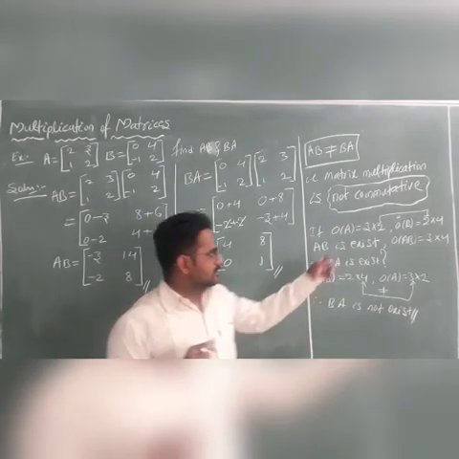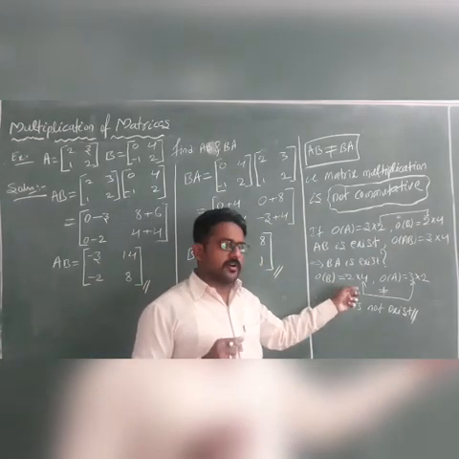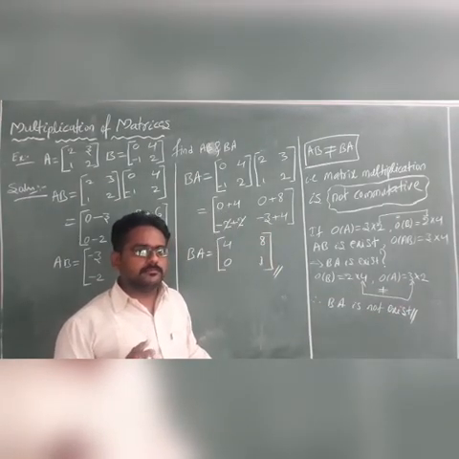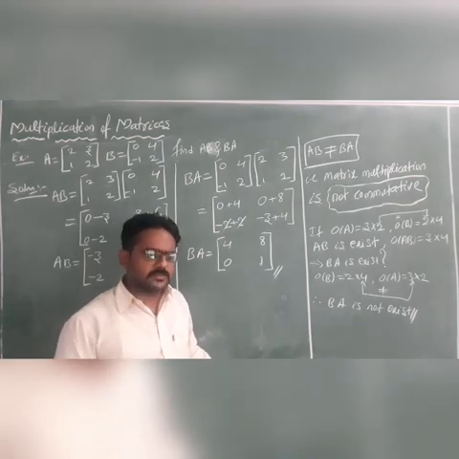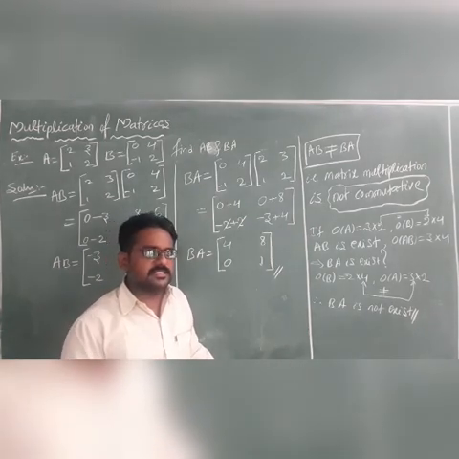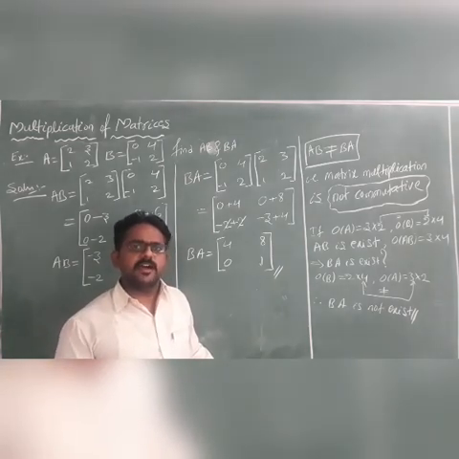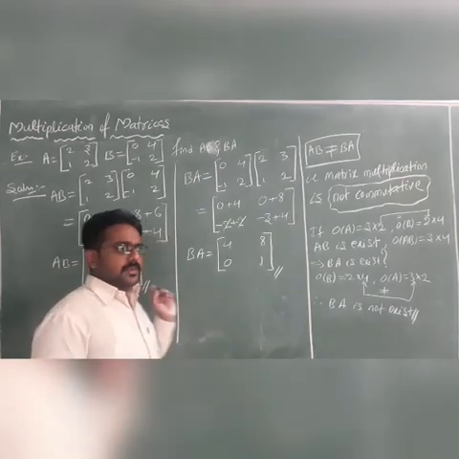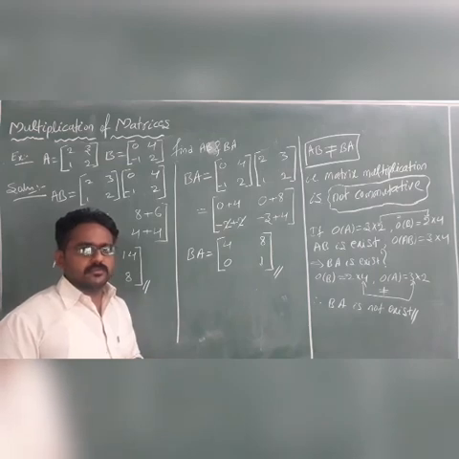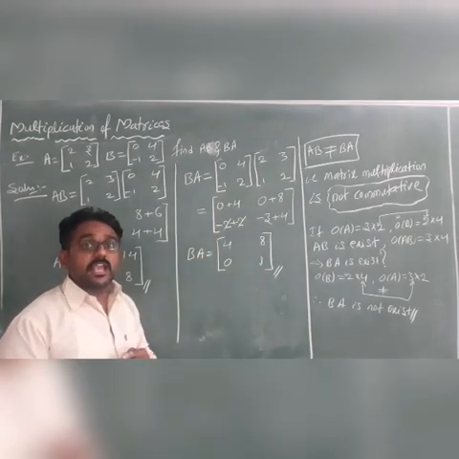In AB, this is possible. But in the reverse case, that is in BA, is the number of columns of B equal to the number of rows of matrix A? No. It is not possible. It may or may not be. Keep in mind, students: if AB exists, it is not necessary that BA must exist. It may or may not exist. Even if AB and BA both exist, of the same order or different orders, they may not be equal matrices.